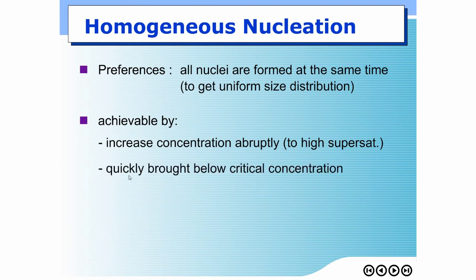Then we want to stop the reaction as quickly as possible. We do not want the reaction to go on and on, because continuous production of the growth species gives you growth. We do not want growth, right? So how can we quickly bring the reaction below critical concentration? Normally it's done by controlling the concentration of initial reactants. We want reactants to quickly react and then go out. Okay?